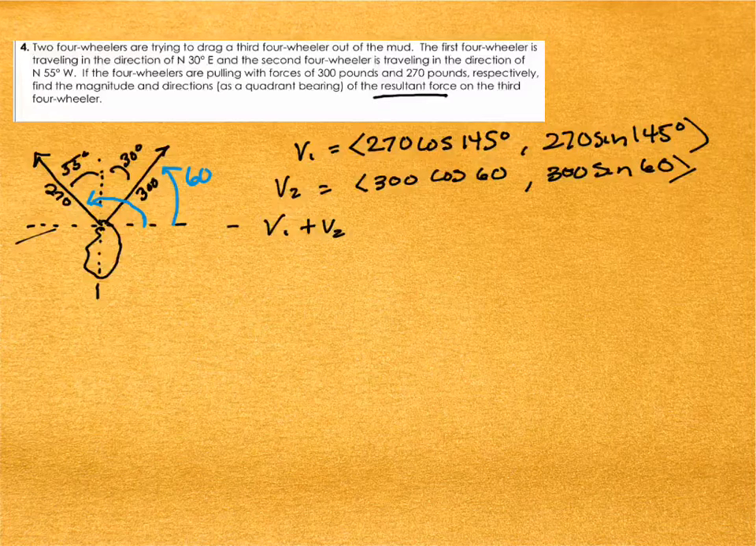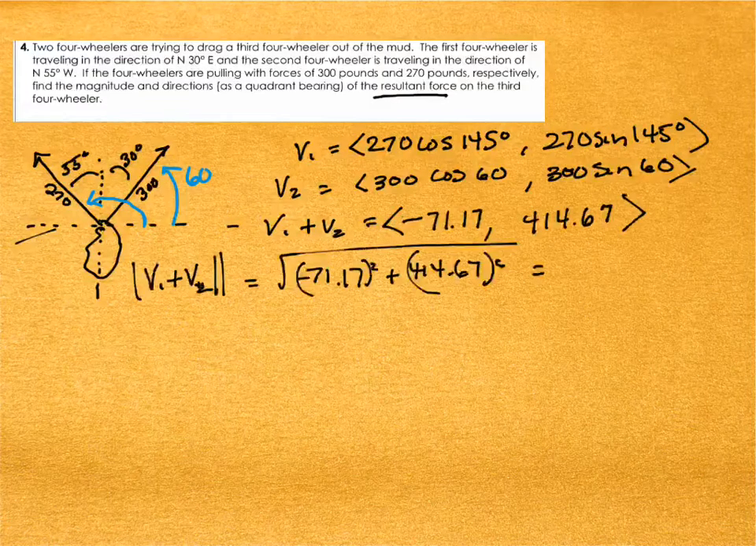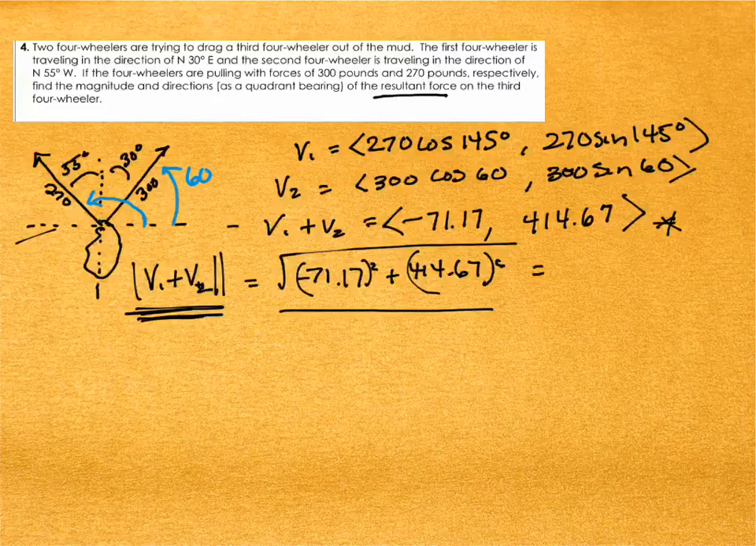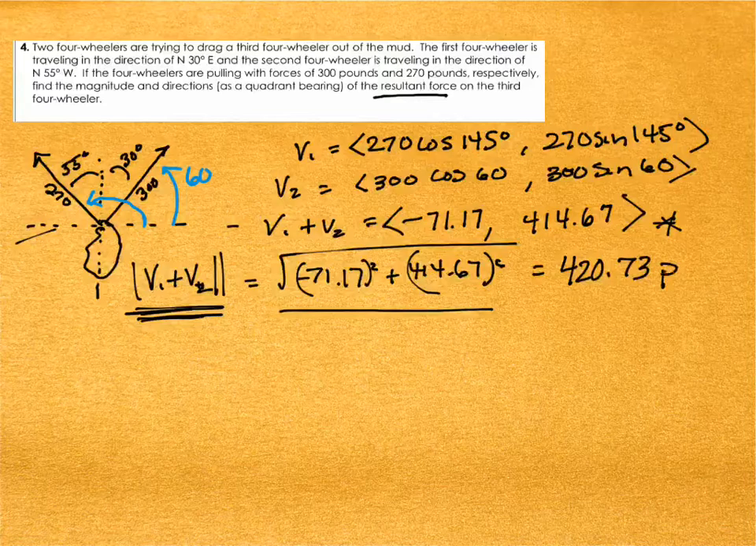So we'll add them together, and you should get a new vector. Make sure that you have this vector, right, when you add the two. And then when you add these two, when you want the resultant magnitude, you would put it under the square root and square them. And so let's figure out what that is. Looks like it's 420.73 pounds. So there's half the answer.